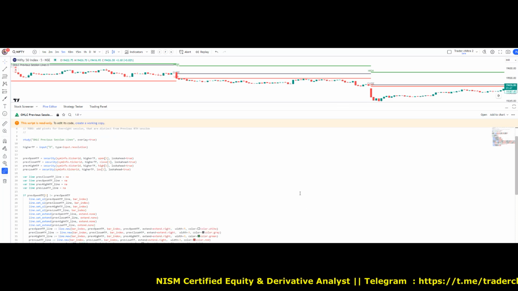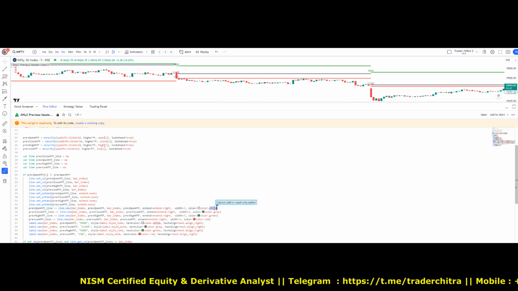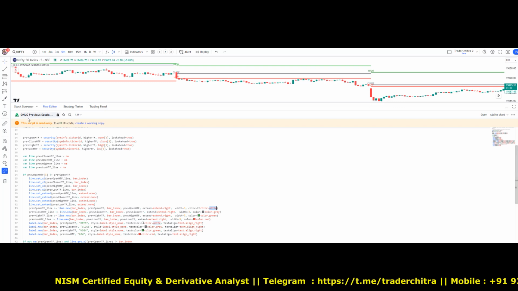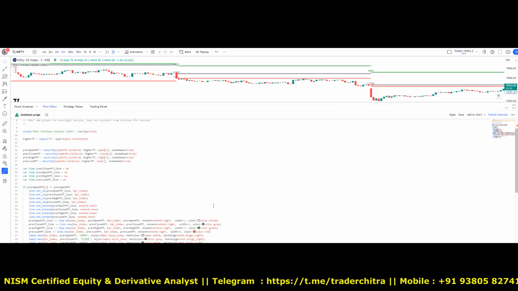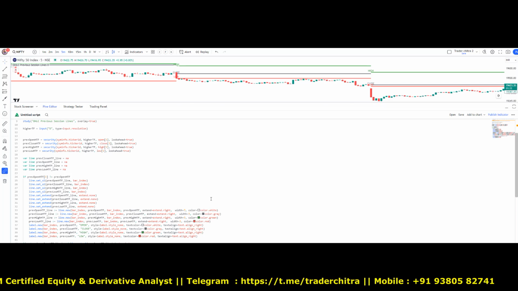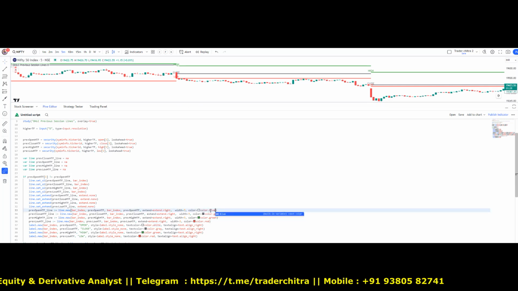Now we have to scroll below. Here the color is color dot white, and we have to change it, but the script is read only. To edit its code, create a copy. So we are clicking there. After that we are editing this code. Here this is white, and we are going to change it to blue.